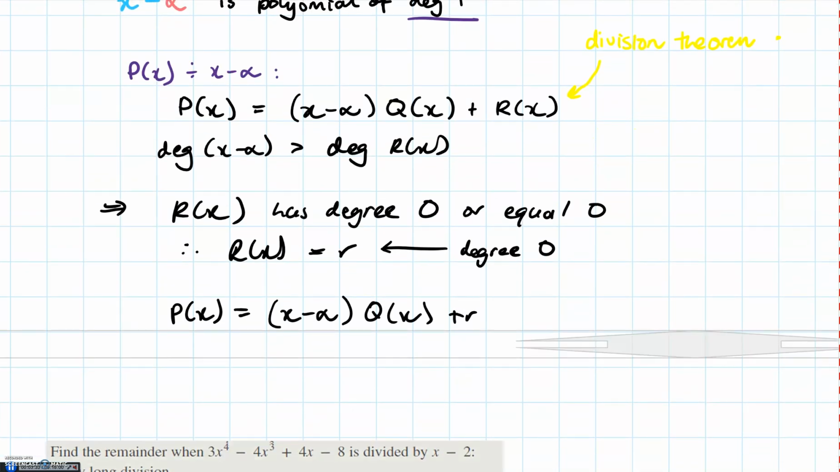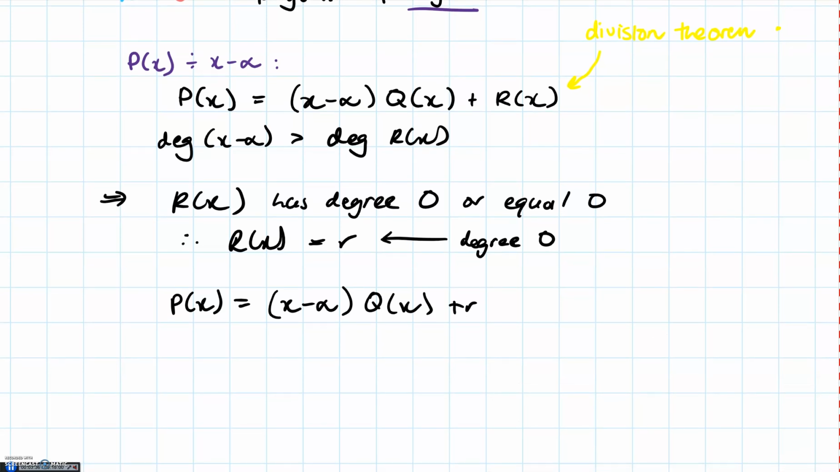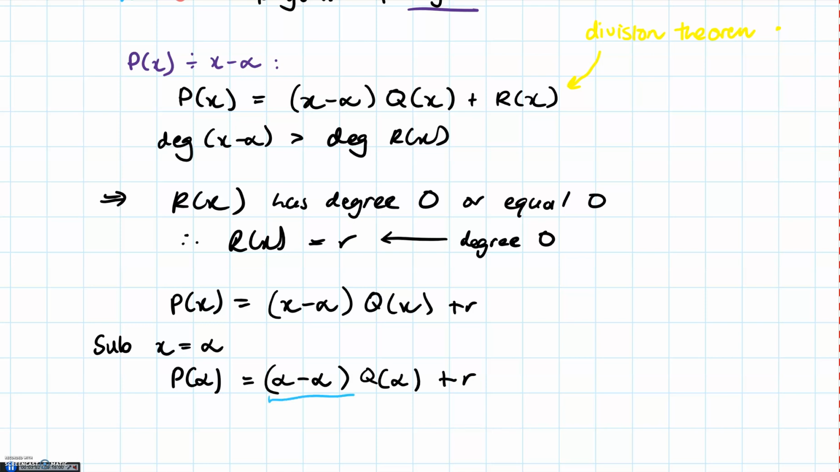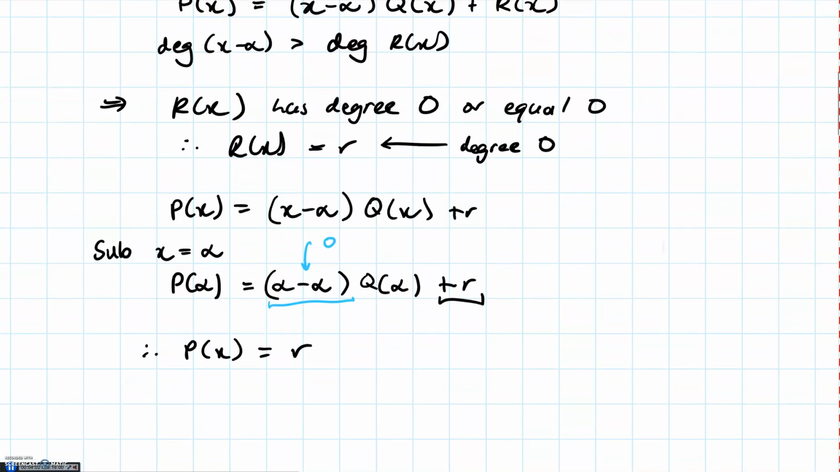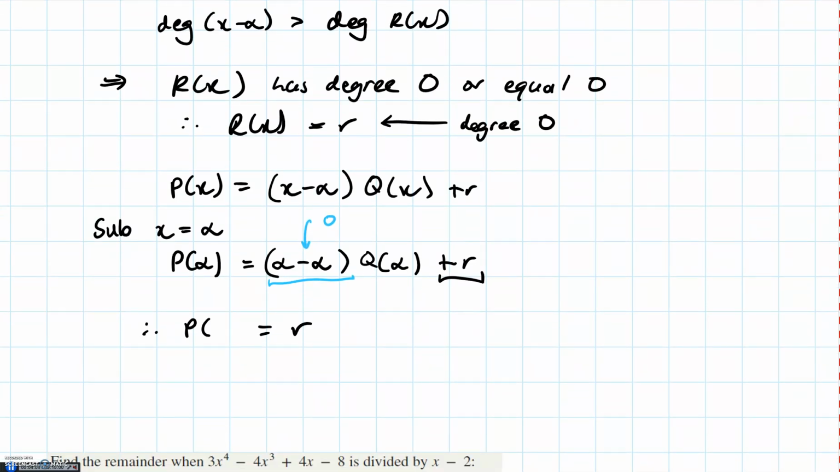Now we want to show that p of alpha will give me the remainder. So let's substitute alpha in. p of alpha is going to give us alpha minus alpha in that first bracket, times q of alpha, plus r. Now r doesn't have anything to do with alpha. This first term will just give me 0. So therefore, p of alpha is just going to give me that term at the end, this r, which is exactly what we wanted to show. p of alpha will give me that remainder.